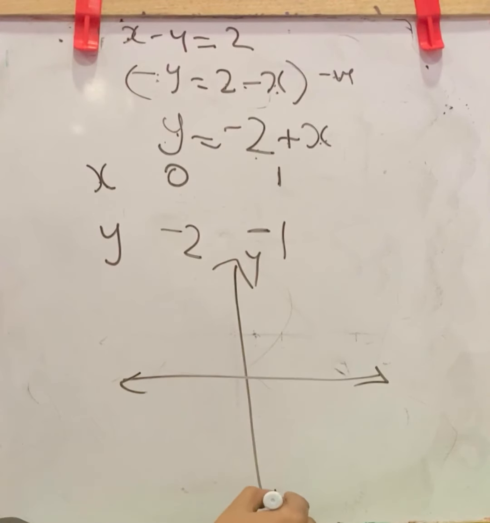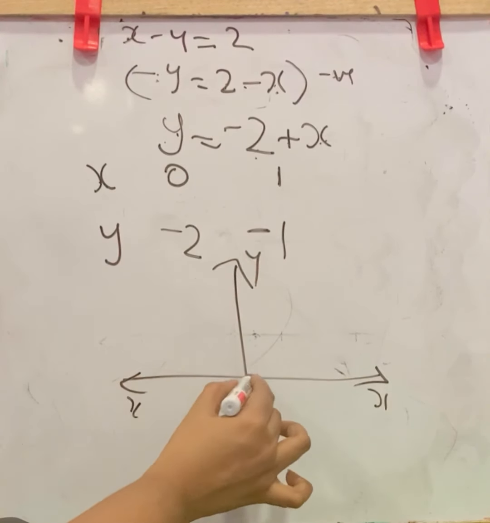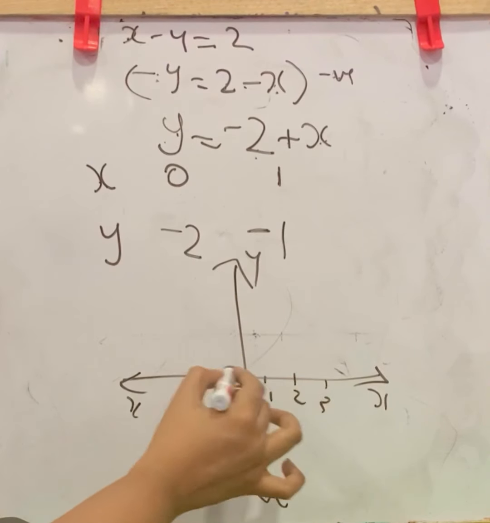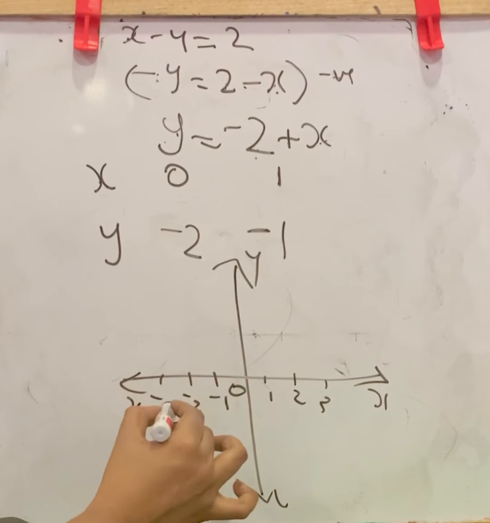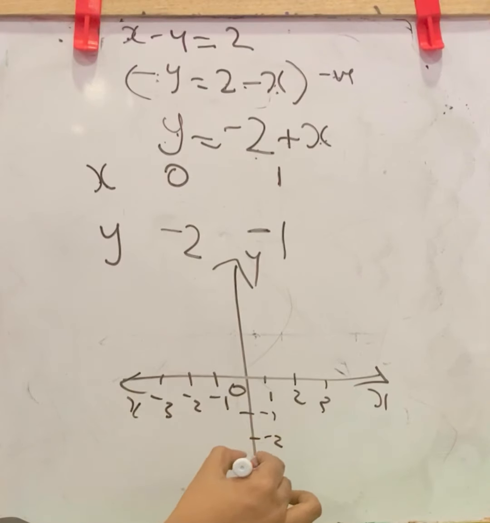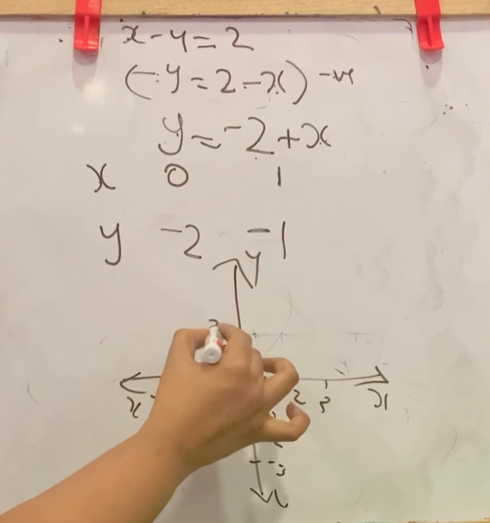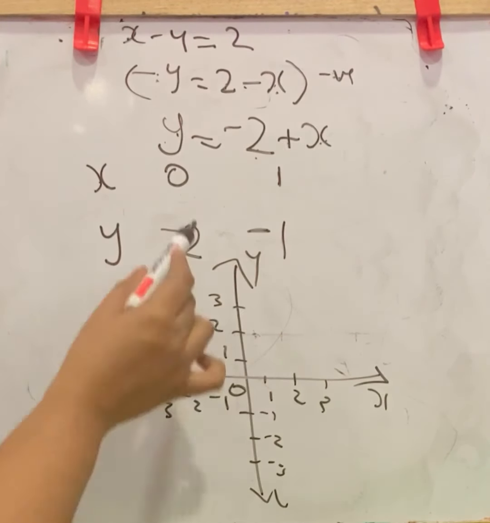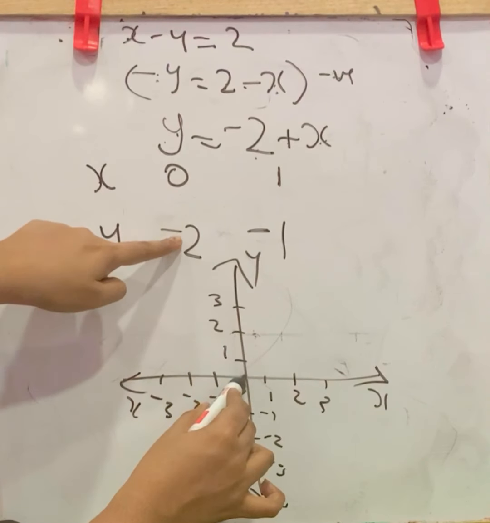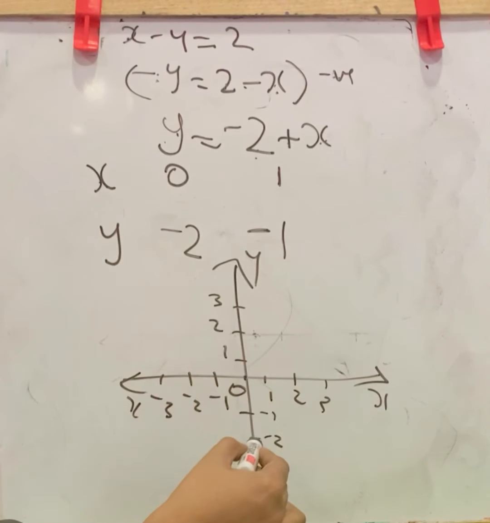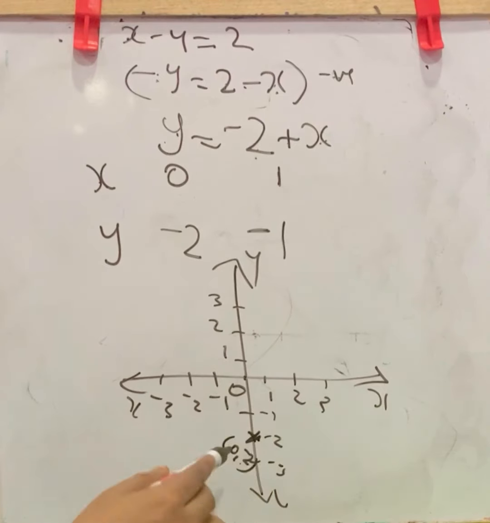This is y-axis. This is x-axis. This is origin. 1, 2, 3. Here minus 1, minus 2, minus 3. Here also minus 1, minus 2, minus 3. Here positive 1, positive 2, positive 3. Now x is 0, y is minus 2. Minus 2 is here. This is x. 0 comma minus 2. This point is 0 comma minus 2. You can name the point like this also. If you want, you can give an alphabet also. In the previous question also you can do like that.